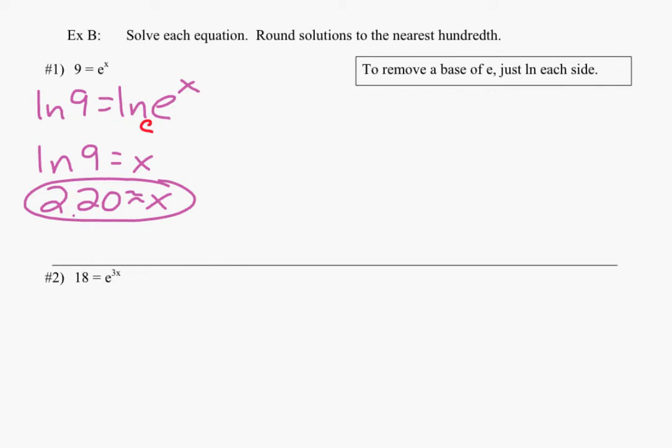Number 2, if you do the same thing, if you apply natural log to both sides. The reason we're choosing natural log is because on the right side it has a base of e.